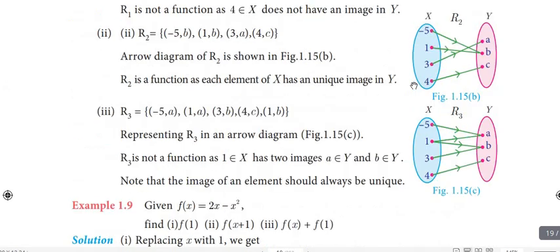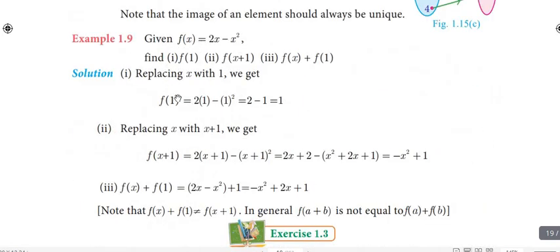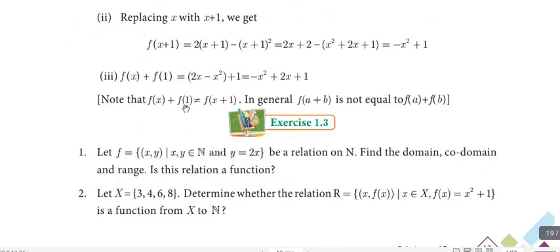See here, just look in the book. I want to explain here also: replacing x with 1, the first one, f of 1 equal to 1. And the x plus 1, we have seen how to do this. The more explanation I have given. So see here, and we get minus x squared plus 1. The last one also is, see, f of x we know is 2x minus x squared, and f of 1 the answer is 1. So we get this answer.